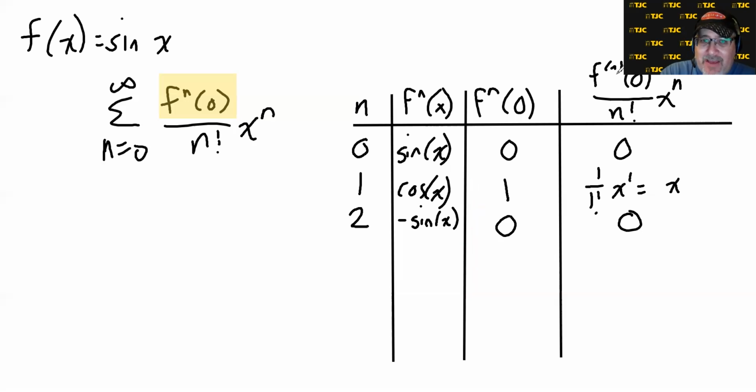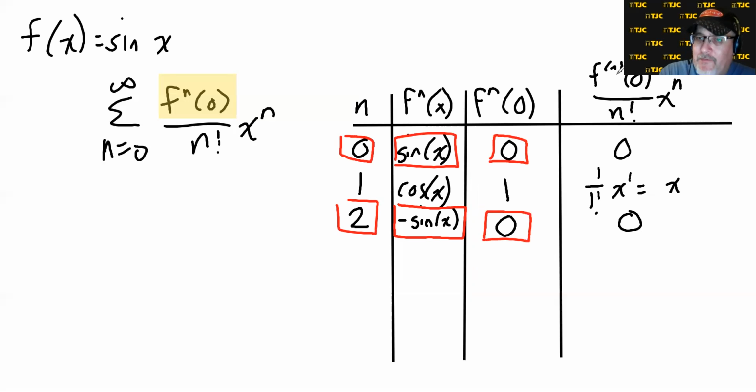So it looks like every time our n is even, our derivative will either be sine or negative sine. When we get to the fourth derivative, it'll be sine, which will give us a 0 for the derivative evaluated at 0, which will eliminate that term. So I think we can skip all the even powers in this case, or all the even derivatives, because it will give us 0. So let's get right to the third derivative.